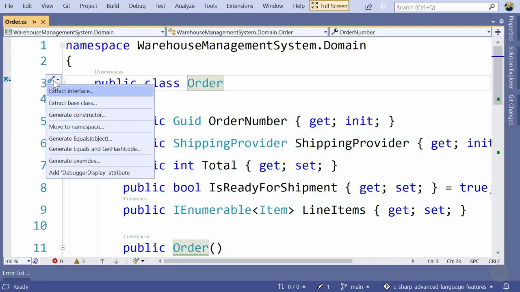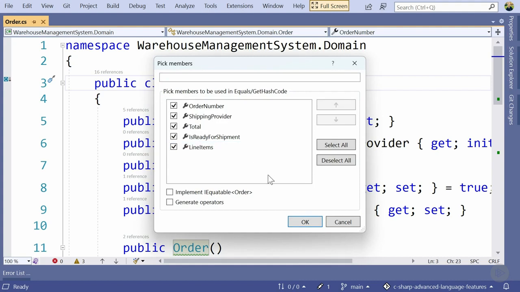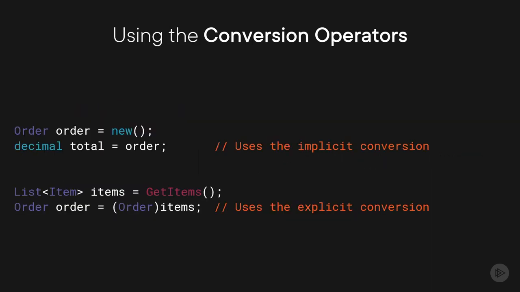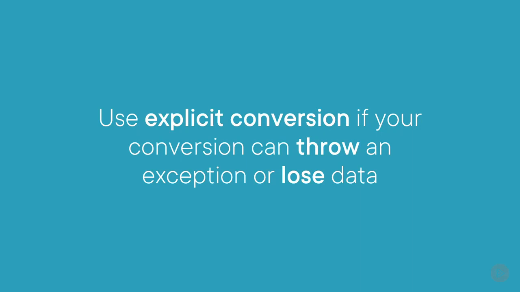You then saw how to use Visual Studio to generate Equals, GetHashCode, and the equality operators. Then we saw an example of the conversion operators. You learned that you can introduce an implicit or explicit conversion. This means you can introduce a method that lets you convert an instance of your type into anything else, as long as it's an appropriate conversion. If your conversion could lose data or throw an exception, you should implement the conversion using the explicit keyword.